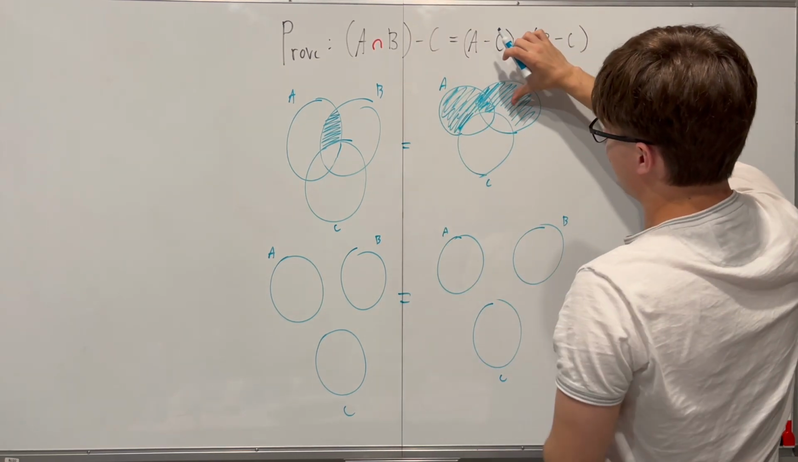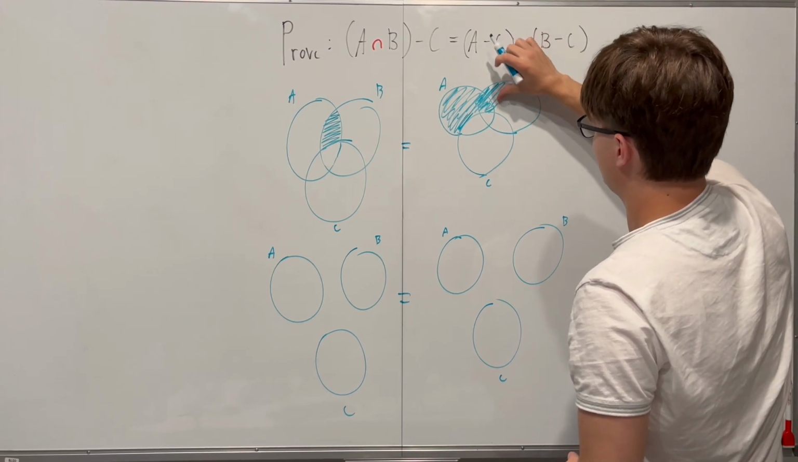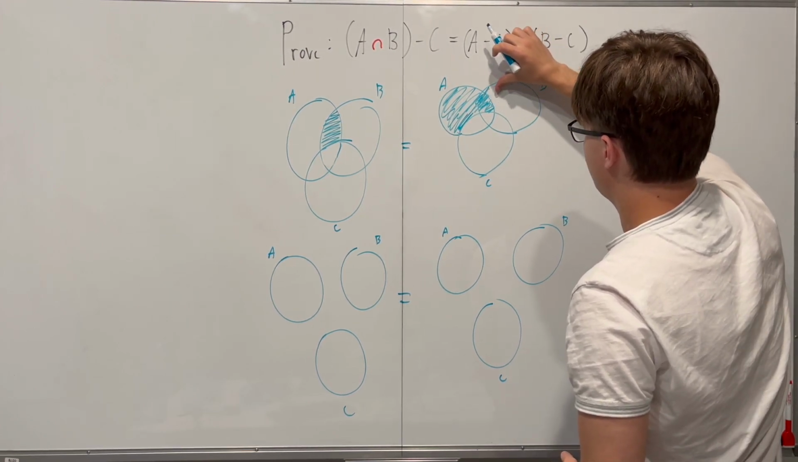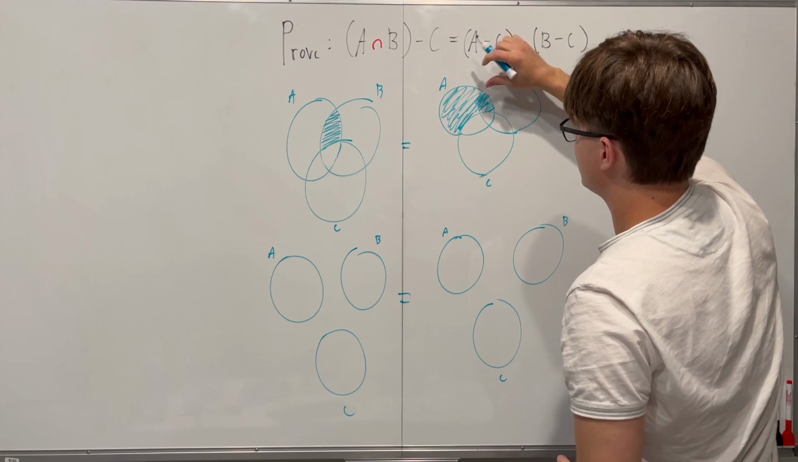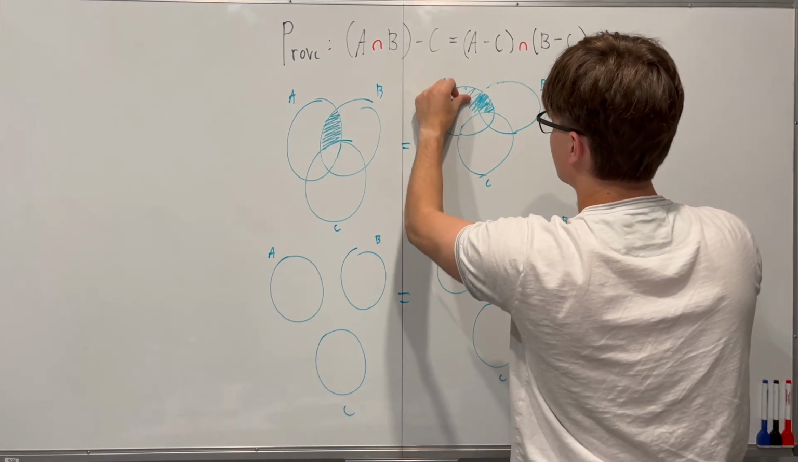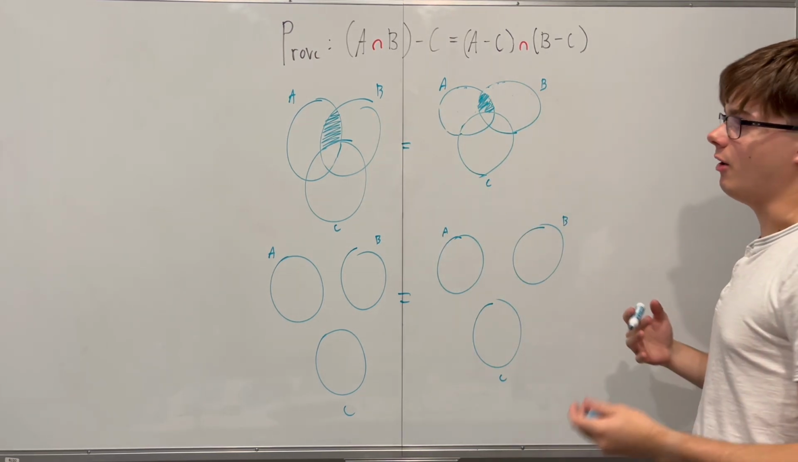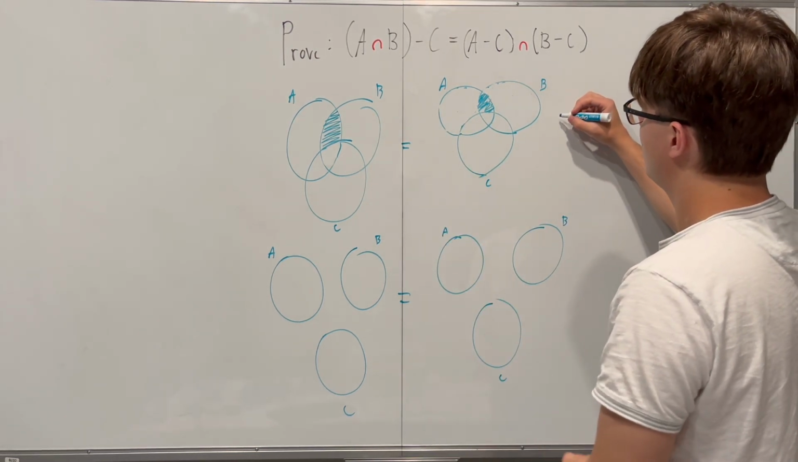Well, it's not going to be here because A doesn't intersect with B here, obviously, so we can erase this half. And similarly, on the other half, B doesn't intersect with A here, so we can erase this part as well. So this is going to leave us with the same area as we found on the left-hand side. So this is going to be true for this case.